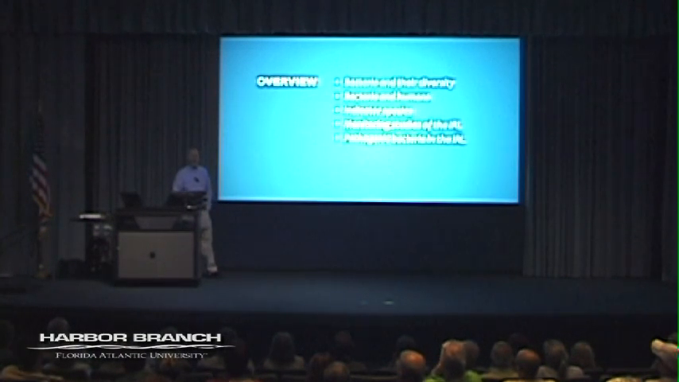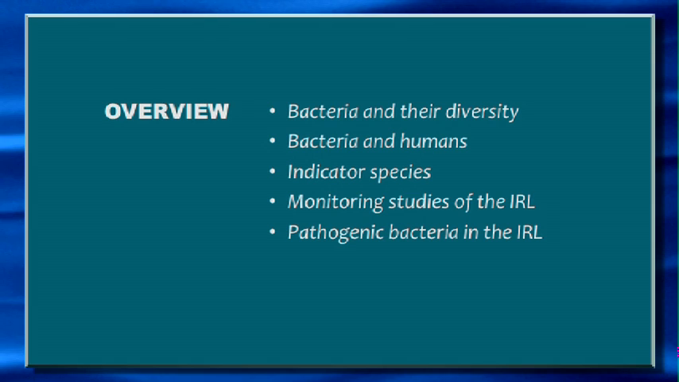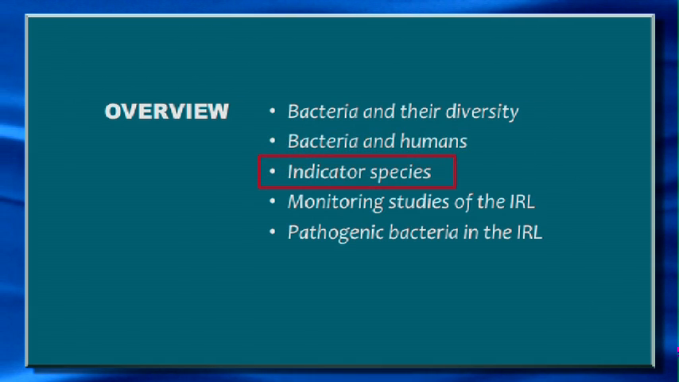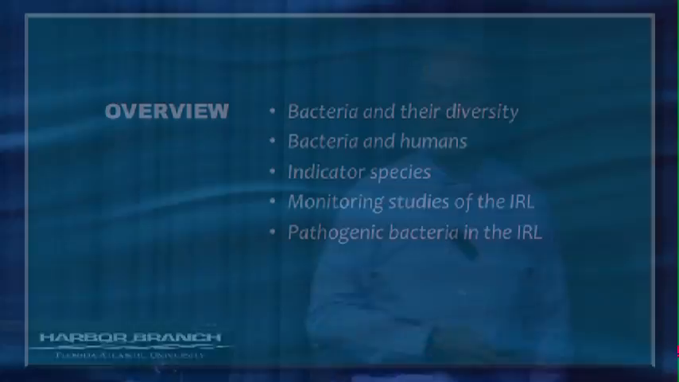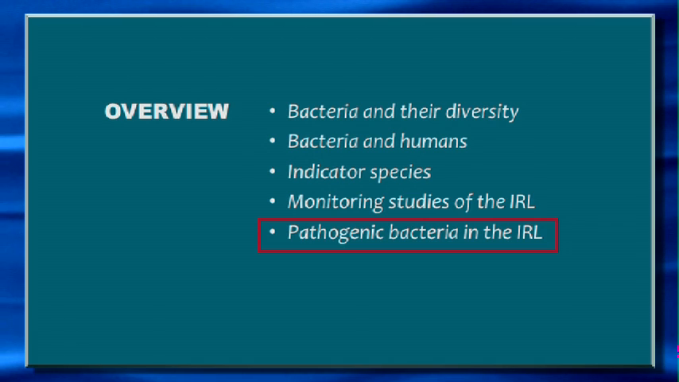So we've got two parts to this talk. I'm going to start off going all the way back to the beginning, talking about bacteria, what they are, how diverse they are, talking about bacteria and humans, then getting into what indicator species are and how we can look for these indicator species within the Indian River Lagoon and what that may imply in regards to the health of the lagoon. Then I'll pass over the whole talk to Gabby, and she will be talking about pathogenic bacteria in the IRL, and then we'll just wrap up and you'll all be free to go out for snacks or whatever it is you do after this.